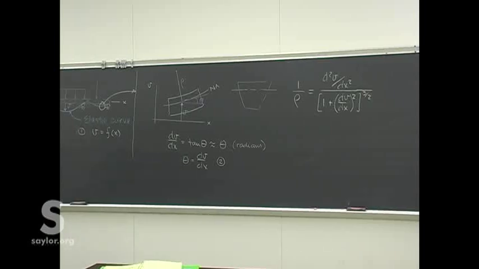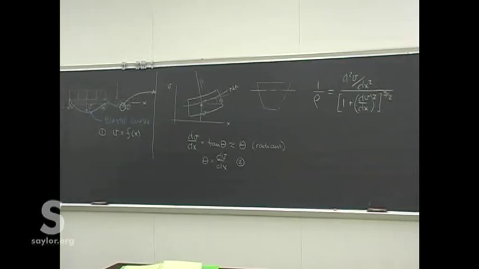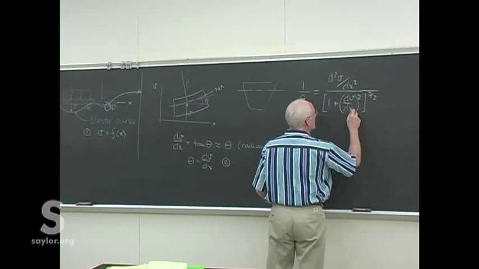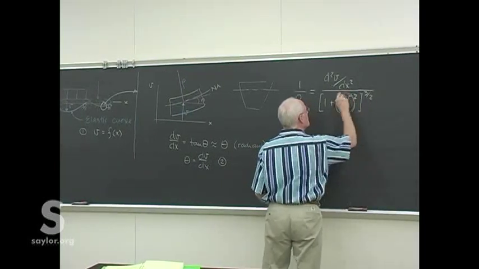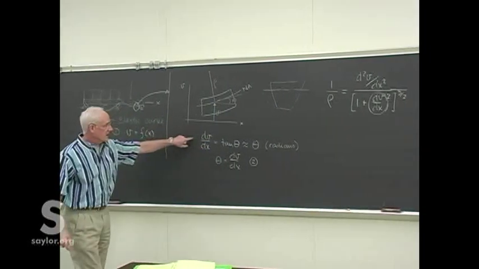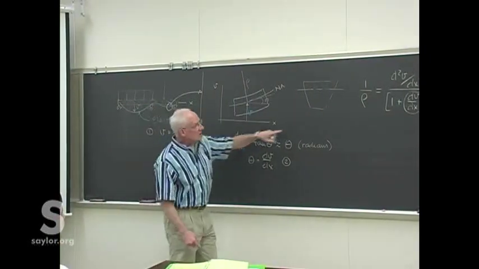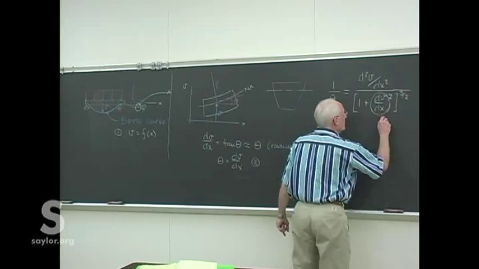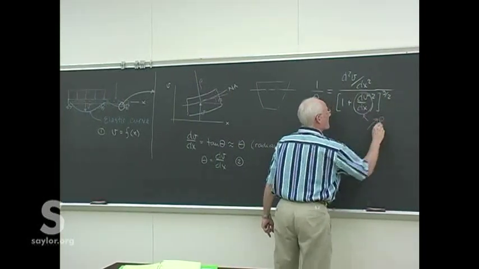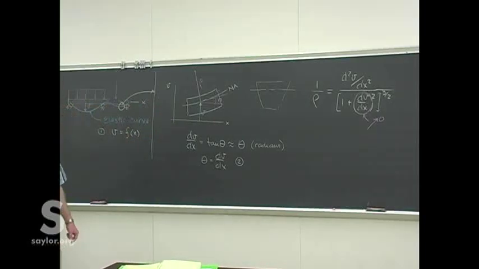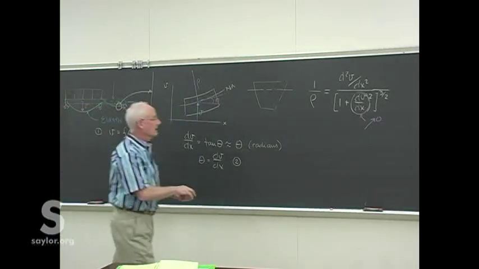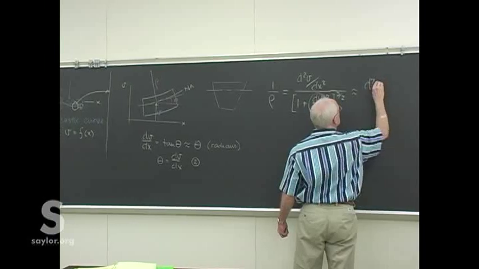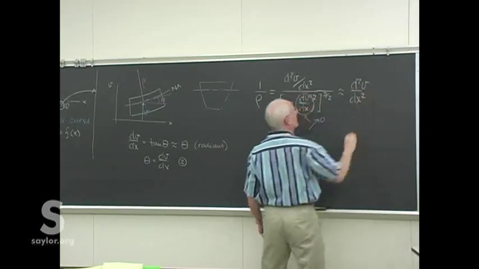So if you went back to your calc book, you'd find that in there. It's something you went through one day. The thing that we need is the fact that this, as we've already established, is very small. So if we square something that's very small, it's even smaller. So this will tend to 0, and then that just makes the denominator 1, and so the curvature is essentially equal to the second derivative of the elastic curve.